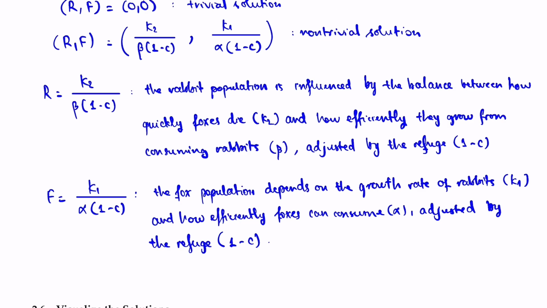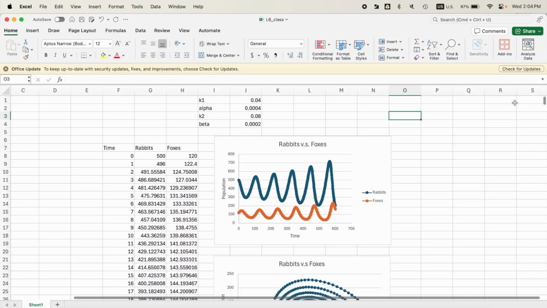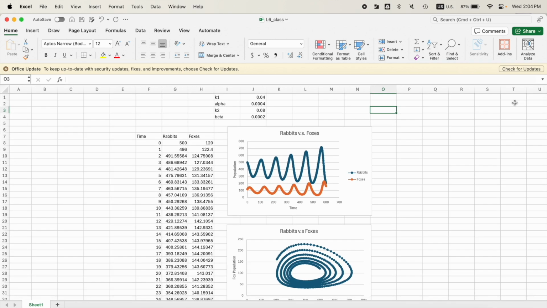And now we're going to look into visualizing the solutions of the system, and I'm going to use Excel to help us analyze the model and visualize the result of the model. Right, so this is what you see in lecture 6. This is the classic model. This is the solutions of the classic model. Now I'm going to move on to another model.